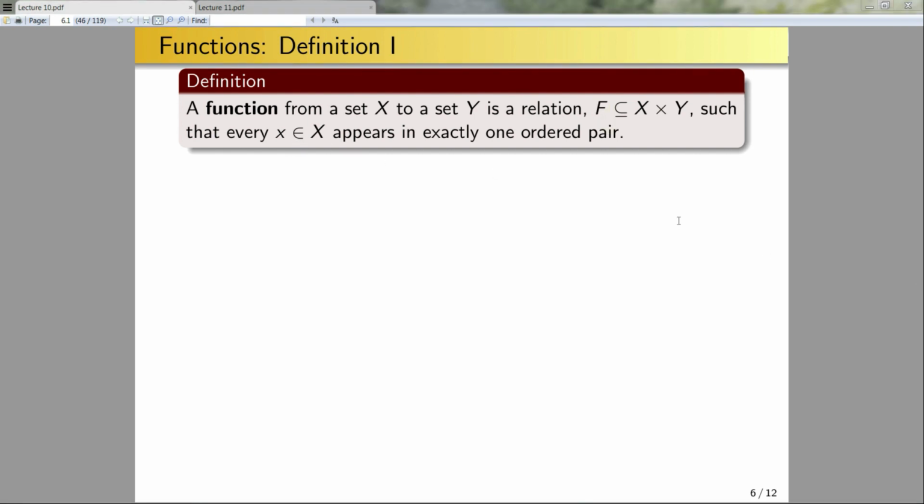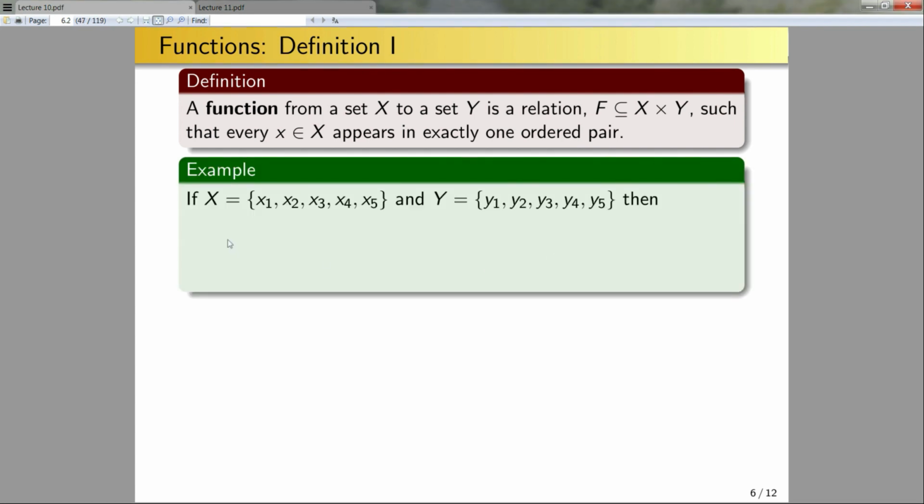Well, this is telling us that all the stuff that we talked about before with relations applies to functions. A function is a particular type of relation. So let's look at an example of what a function is. If X is, say, the collection x1 through x5, and Y is the collection y1 to y5, then F, given by this expression here, has the ordered pairs (x1, y1), (x2, y2), (x3, y3), (x4, y3), and (x5, y3).